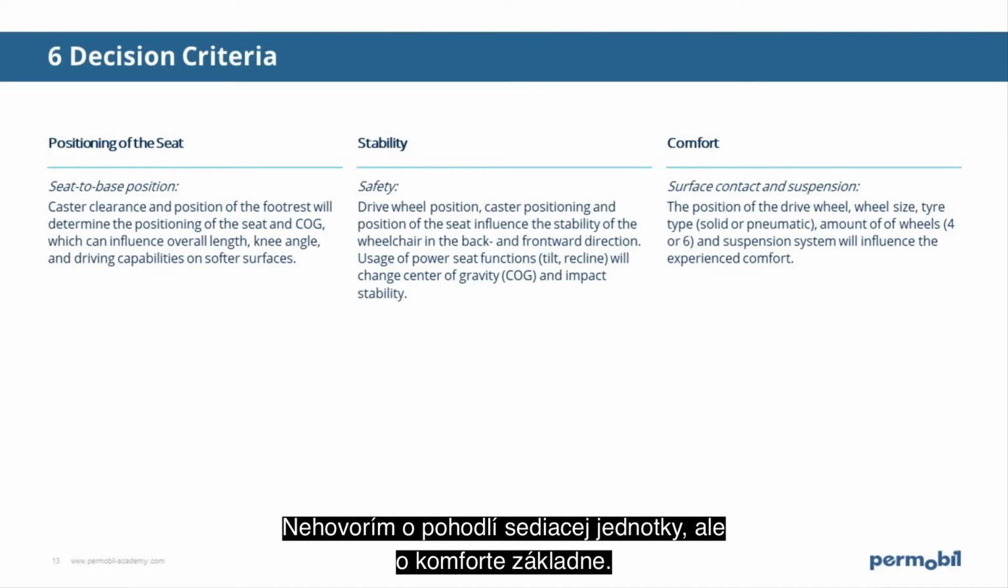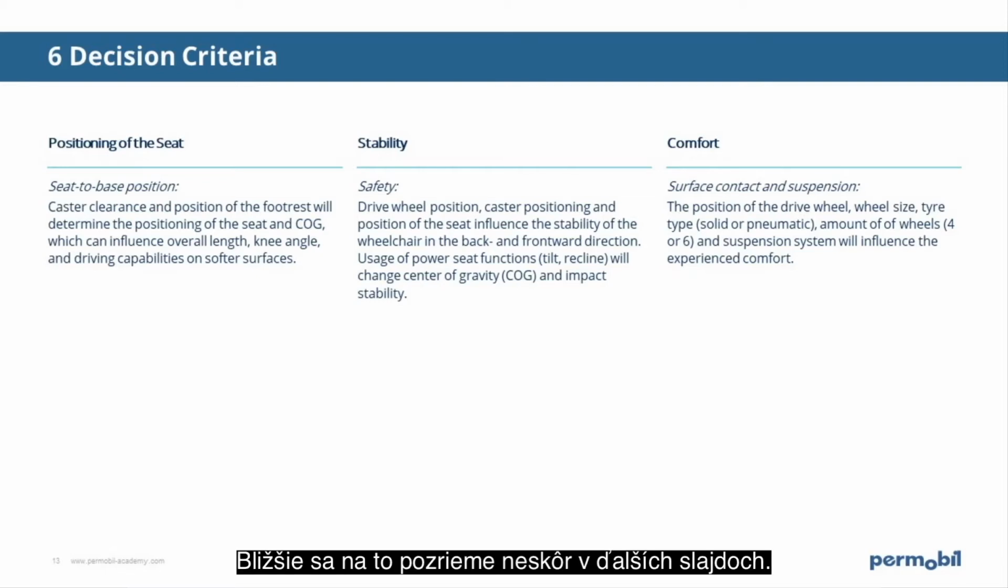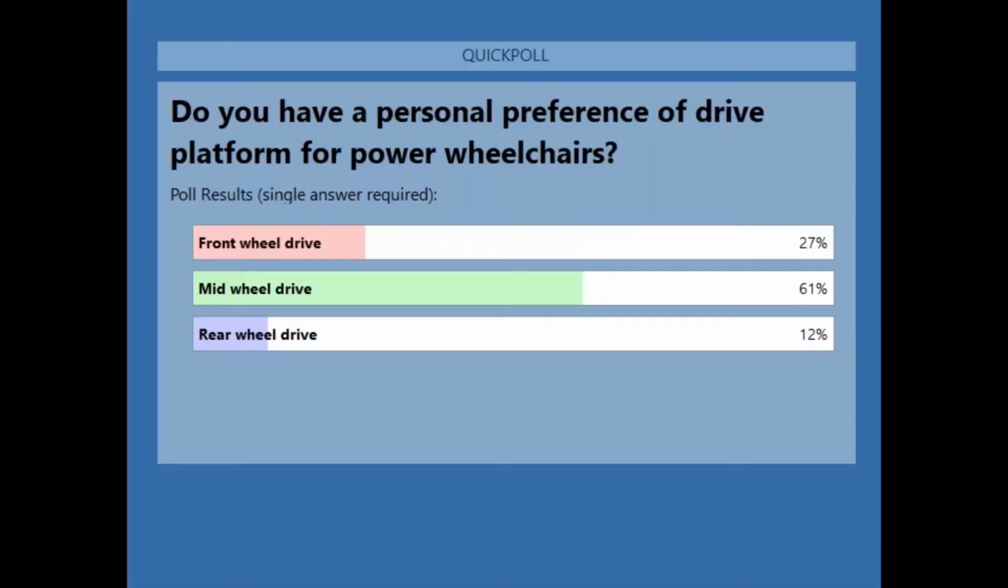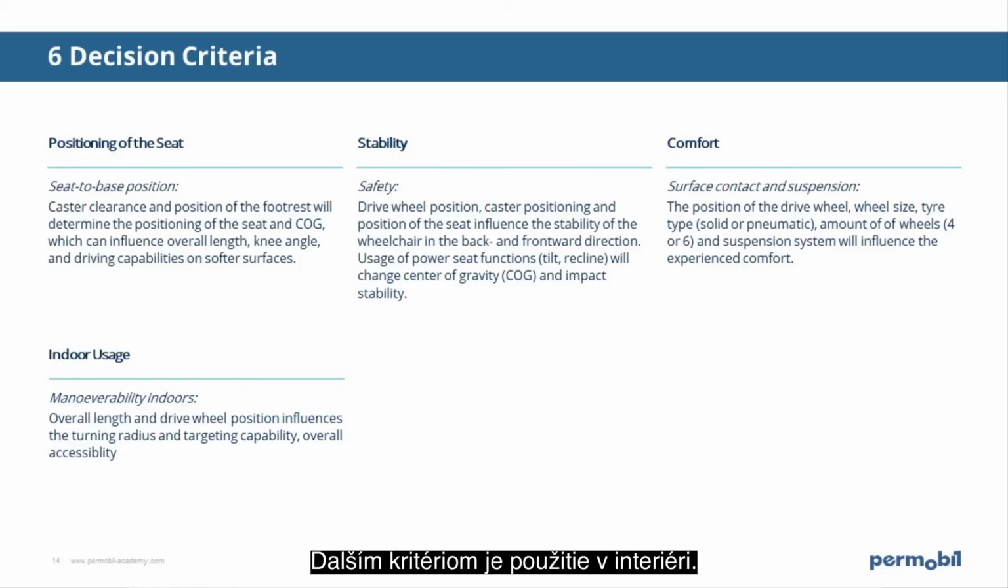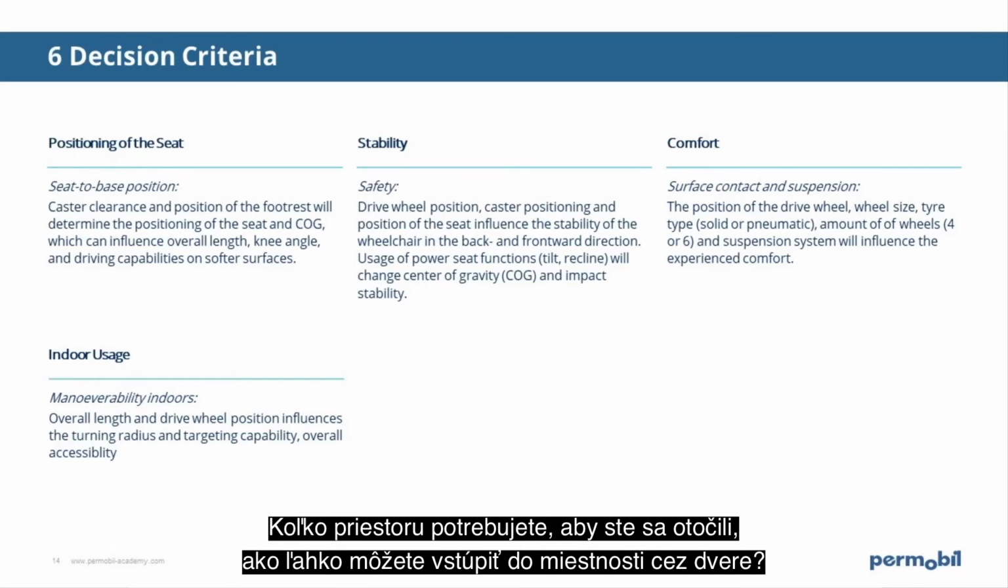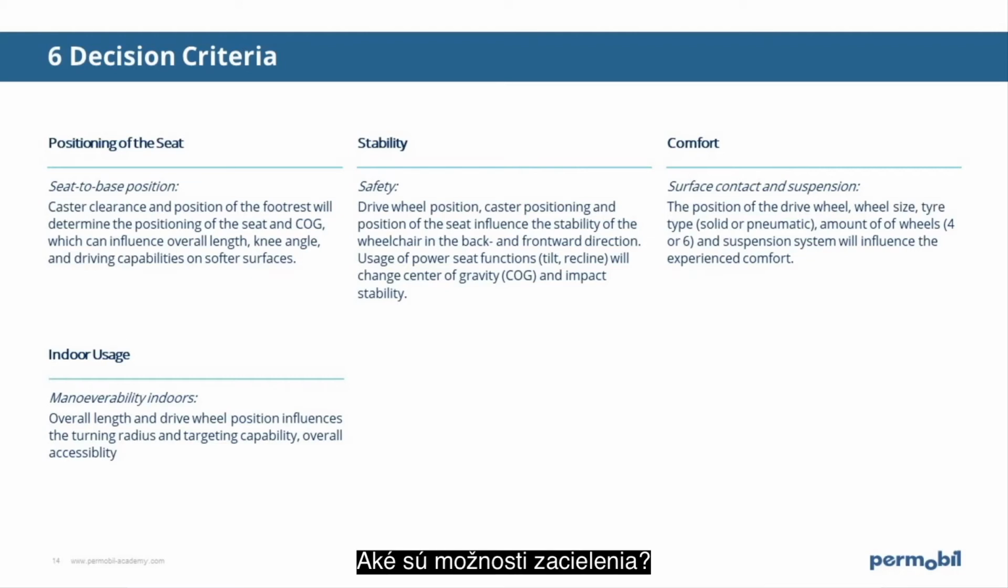So I'm not talking about the comfort of the seating unit. I am talking about the comfort of the base. We'll have a closer look at this section later on in the following slides. The next criterion is indoor usage. How does the wheelchair behave indoors? How much space do you need to turn? How easily can you enter a room through a doorway? What are the targeting capabilities? So that's an important criterion.